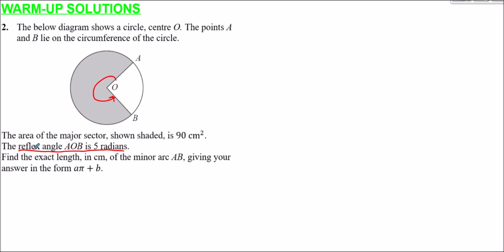And we need to find the exact length of the minor arc from A to B, which of course is this portion here. So we're told this about the area of a major sector, so we need to remember the formula for the area of a sector. So the area of a sector, if the angle at the centre is given in radians, of course, is 1/2 multiplied by the radius squared multiplied by the angle.